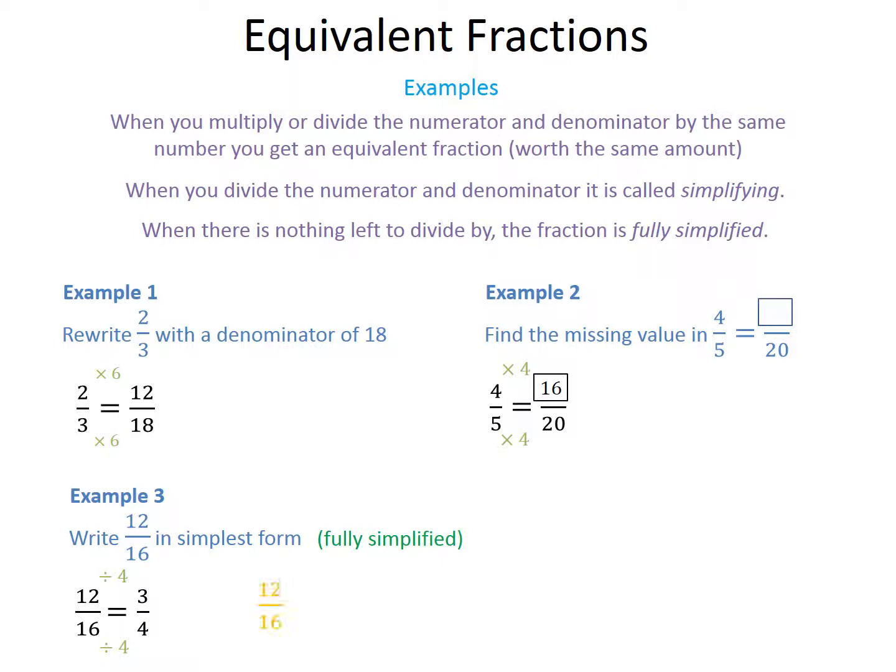Now, what if I was doing that and I didn't realize that 4 was the biggest number that goes into 12 and 16? What if I thought it was 2? So I divide them both by 2 and I get 6 over 8. Well, that's okay. That doesn't mean I'm wrong. It just means I'm not finished yet.